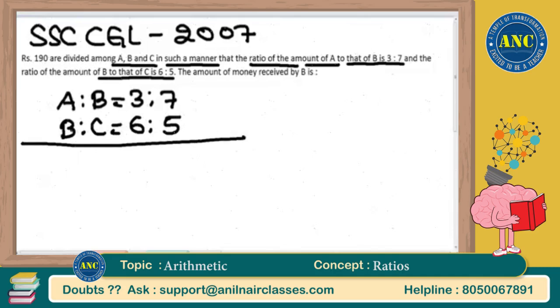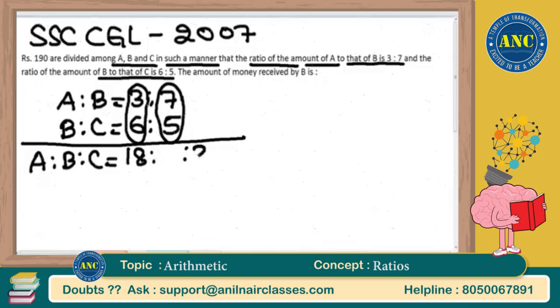Don't read the next statement. First find compound ratio. A is to B is to C. To find A, multiply the first terms. 6 into 3 is 18. To find C, multiply the last terms. 7 into 5 is 35. 3 is becoming 18. Multiply by 6. 7 also multiply by 6. 7 into 6 is 42.